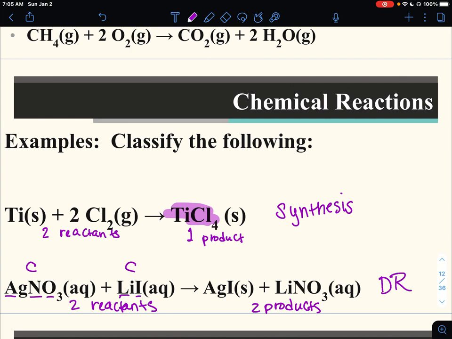All right, so that's it for classifying reactions. As you can see, that's pretty easy. So we'll do some practice on that as well in class. But that's not really enough for this first lesson. So we're going to also move on to balancing.